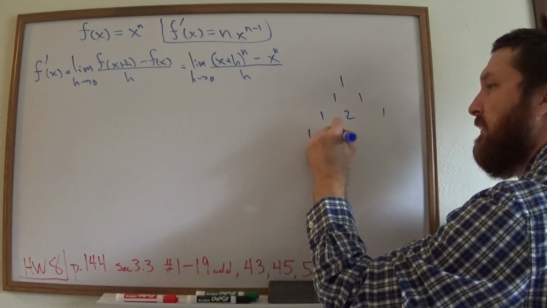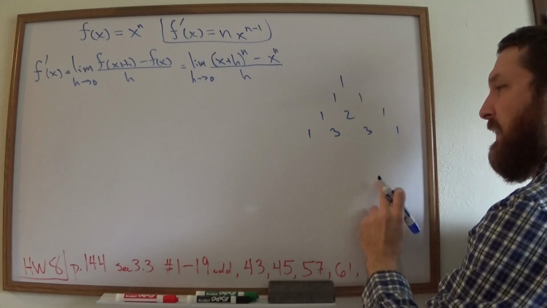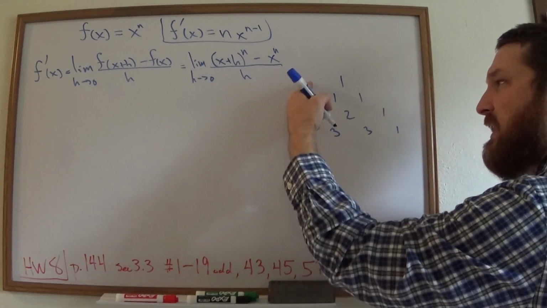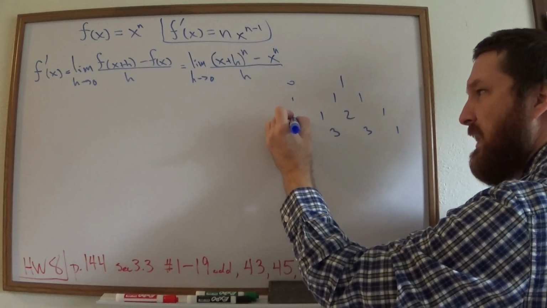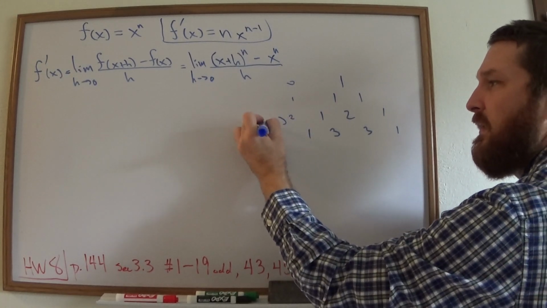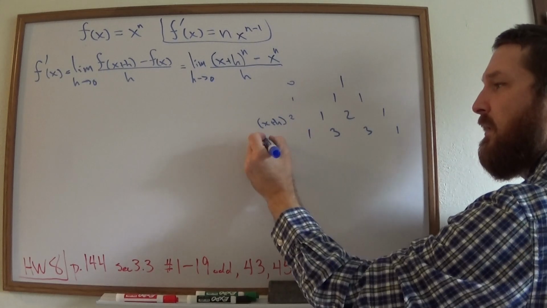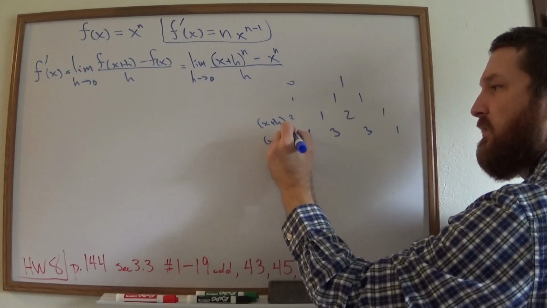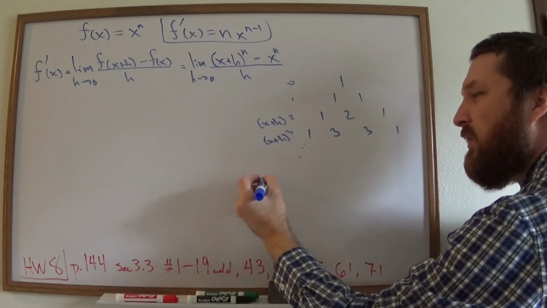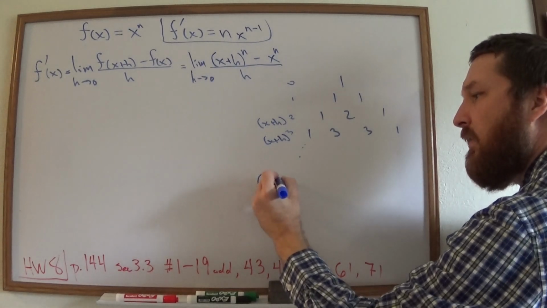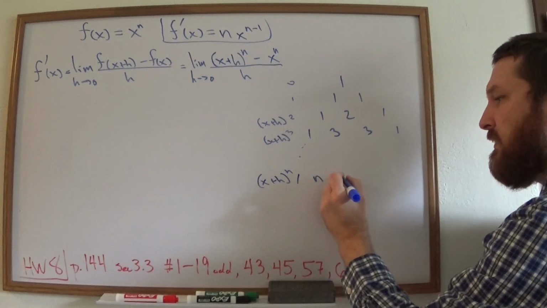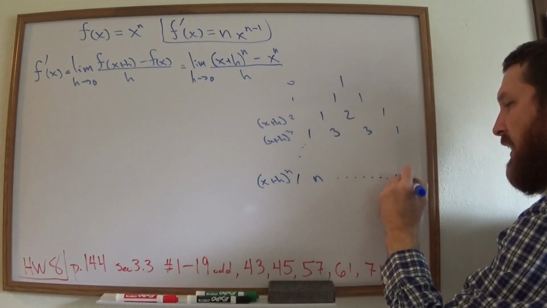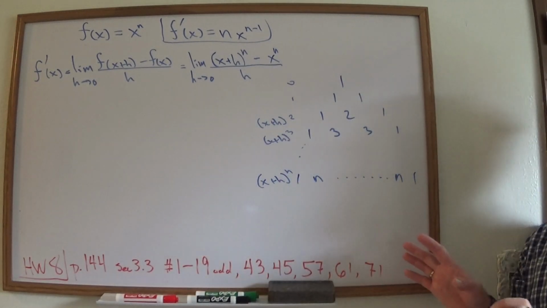Now, what we could do is think about Pascal's triangle. So this would be the 0th row, the first row, the second row. This would be like x plus h squared. This would be x plus h to the 3rd. And we could just stop right here and say, okay, well then when it's to the n, it's going to be a 1, n, some stuff, n, 1. We could just use that.